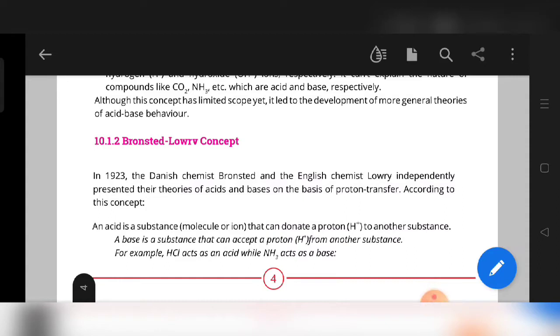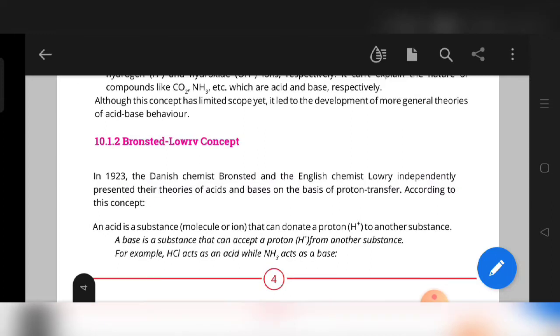And we will start from the Brønsted-Lowry concept of acids and bases. You know that we are studying the second chapter, about concepts of acids and bases. The first heading is introduction, and it's long question 2 of the exercise.